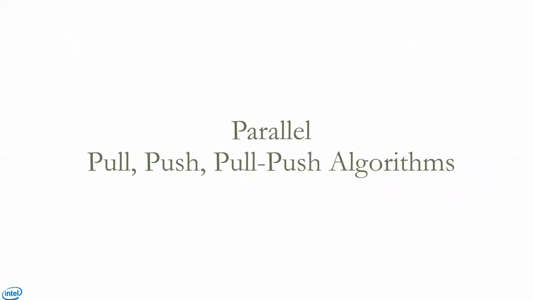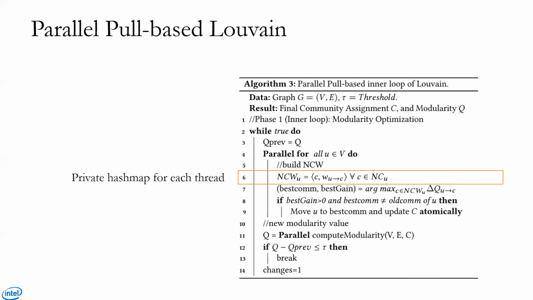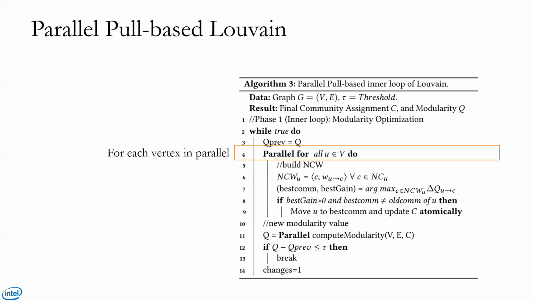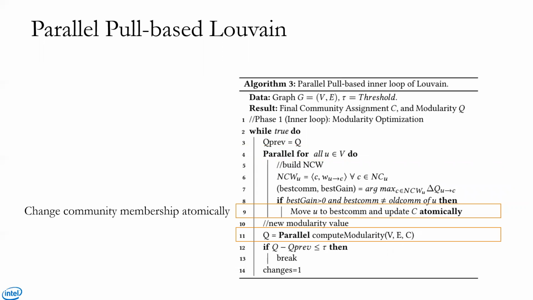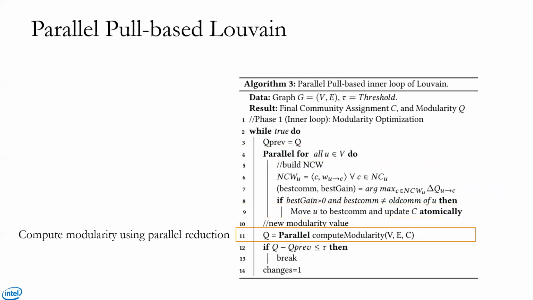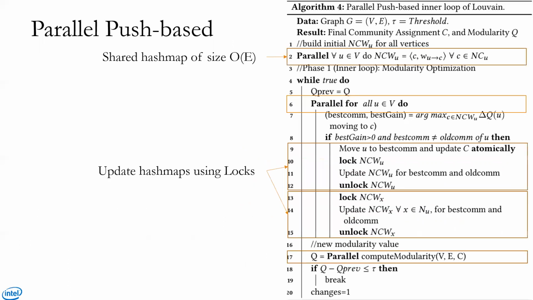Now let's look into how the parallel version of these algorithms work. In the parallel pool algorithm, each thread has its own private hash map of size max degree of the graph. For each vertex in parallel, it computes the best communities to move into and then changes the community membership atomically. And we also compute the modularity using parallel reduction.